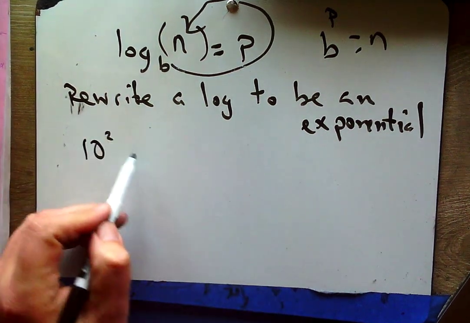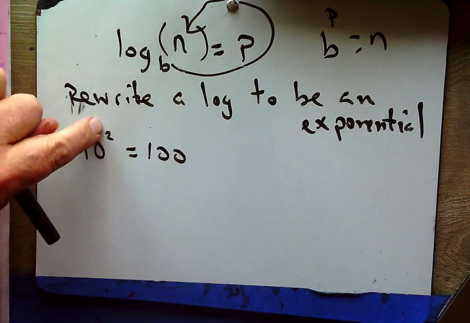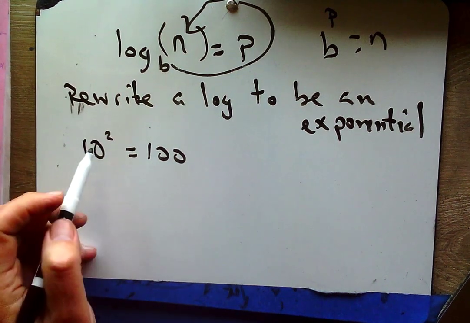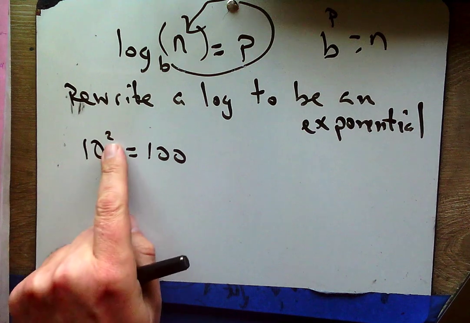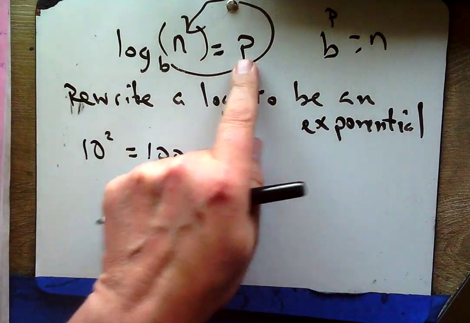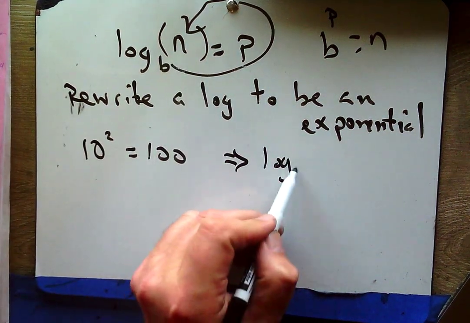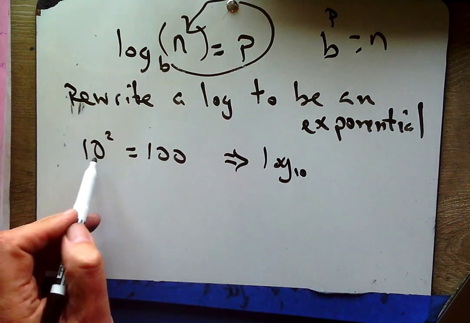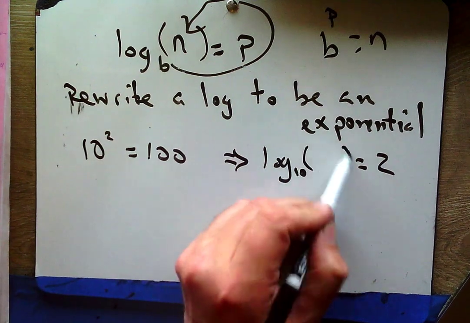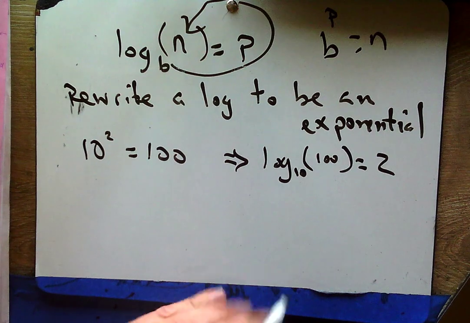So for example, if I have 10 squared equals 100, this is an exponential expression, see the exponential power. But now if I want to write this as a log, that's my base, that's my power, that's my answer. Base, power, answer. And so written as a log, I'd have log base 10 of 100 is 2.